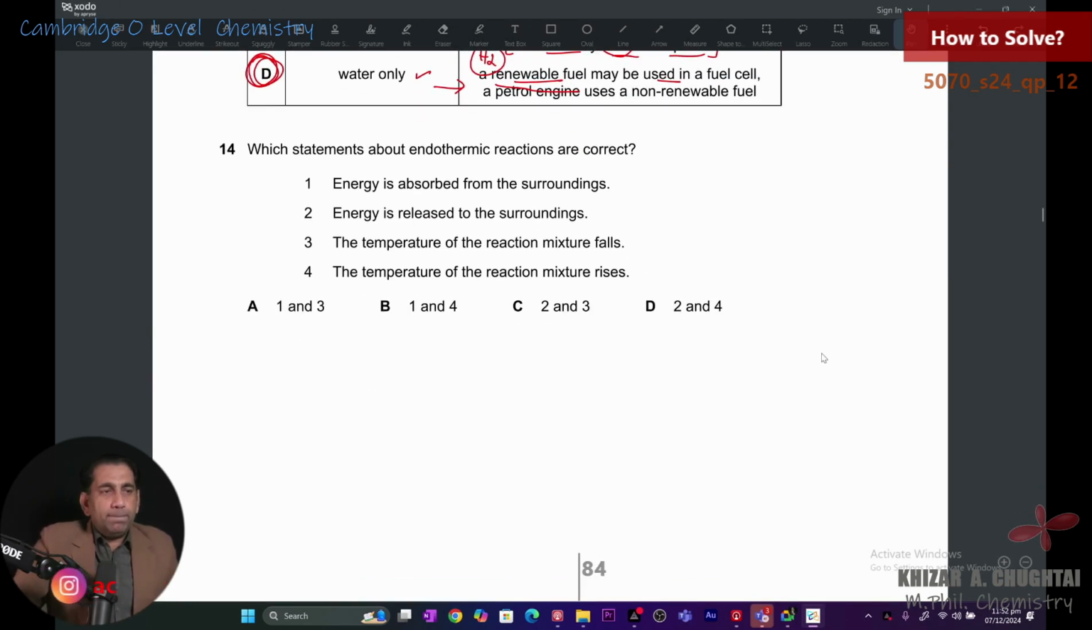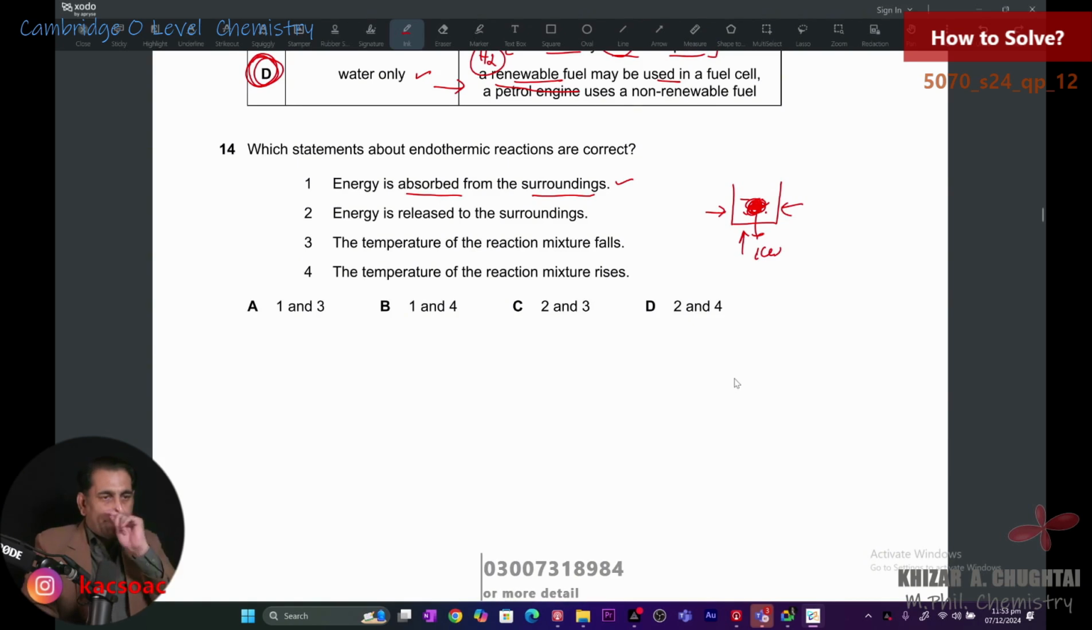Question number 14. Which statement about endothermic reactions is correct? In an endothermic reaction, energy is absorbed from the surrounding. Yes, it is correct. Basically, this is a vessel in which our endothermic reaction is happening. For example, I'm having ice cubes over here and it is absorbing energy from the surrounding. It's correct. Energy released to the surrounding? No, it's the feature of exothermic.